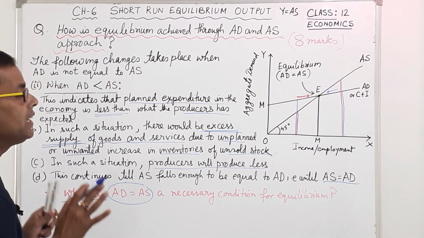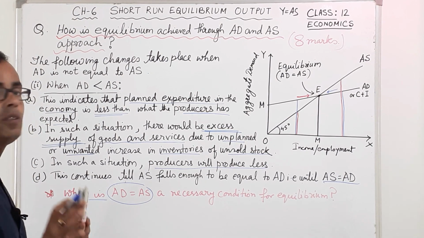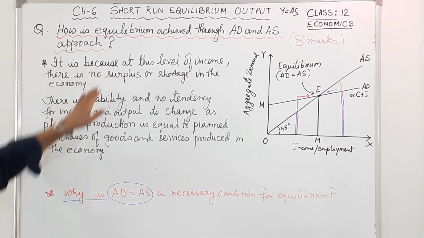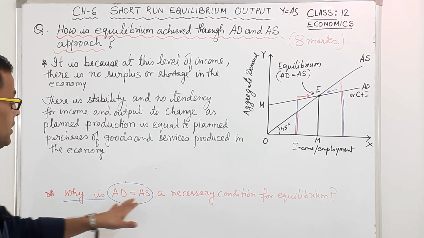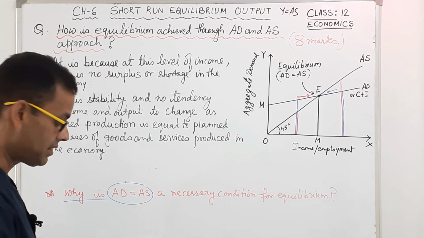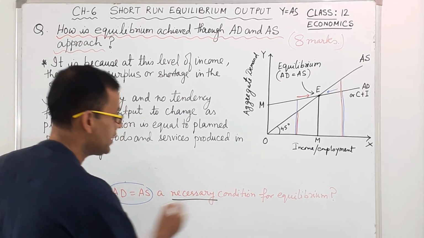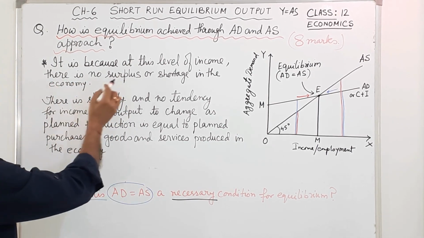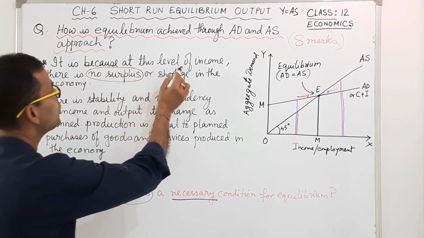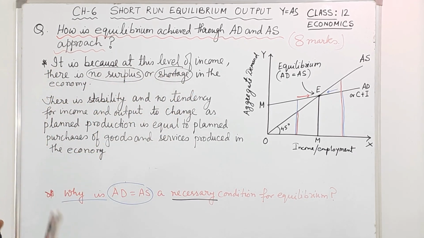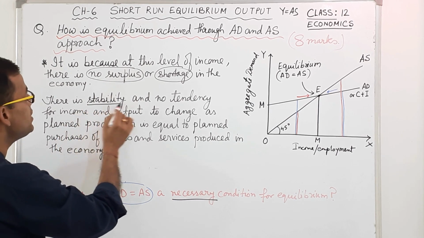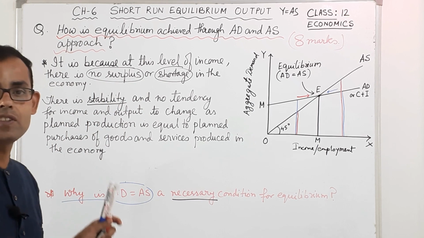So that is why AD equal to AS is a necessary condition for equilibrium. Why do we always say it is a necessary condition? It is because at this level of income, there is no surplus or shortage in the economy. Here there is no shortage, and no surplus either. So there is stability in the economy. Clear or no?